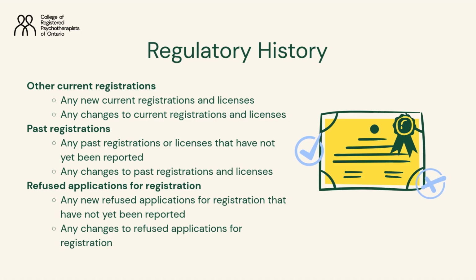On each page, you'll be asked to confirm whether you have anything new to report, similar to the education pages of the renewal form. For each of these pages, if you have entered information in the past, you will see a table reflecting any information previously reported at the top of the page. Since these pages are similar, we will just walk through the other current registrations page. The past registrations and refusal pages are structured the same way.